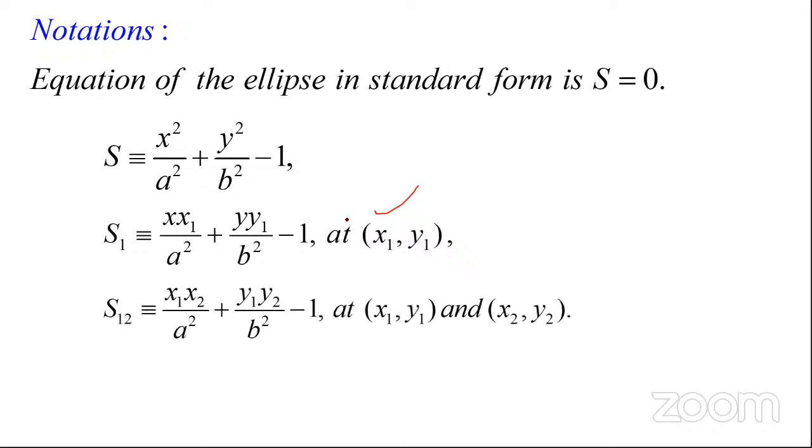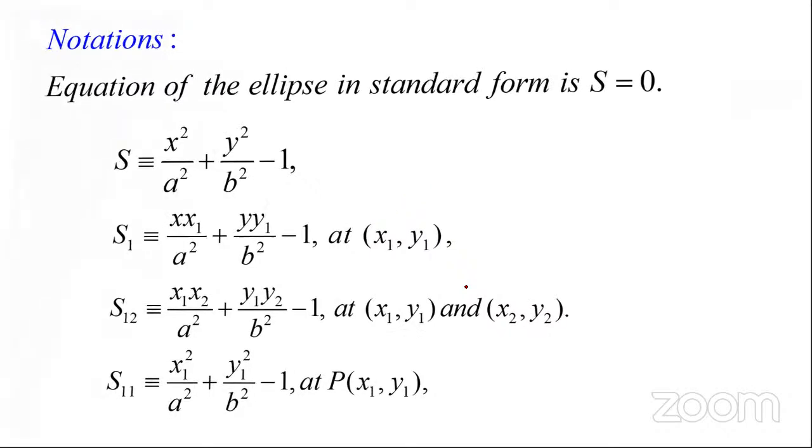Next, S12 equals x1 x2 by a square plus y1 y2 by b square minus 1, at x1 comma y1 and x2 comma y2. These are the notations. And S11 is x1 square by a square plus y1 square by b square minus 1 at P, x1 comma y1. So these are the notations.